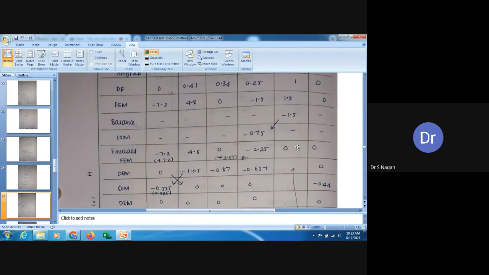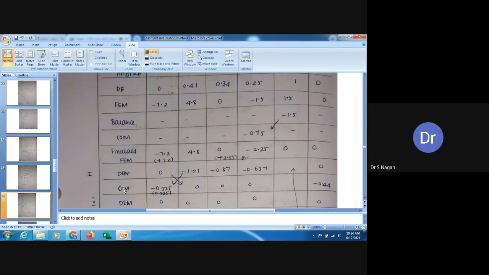Then, minus 2.55 needs to be applied, multiplied by the appropriate distribution factor. So minus 2.55 multiplied by 0.4 will be minus 1.05. Minus 2.55 multiplied by 0.34 will be minus 0.87. Minus 2.55 multiplied by 0.25 will be minus 0.637. Here, there is no distribution, because we have distribution factor 0.